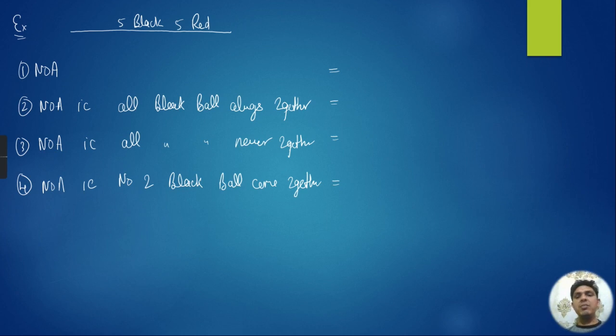So the number of arrangements can be simply the total number of things, factorial of the total number of things. So the answer of this will be factorial 10. Coming to the second question: the number of arrangements such that all black balls are always together. For this question, I would have to arrange all black balls first. The total number of black balls is 5, so we can arrange them in factorial 5 ways.